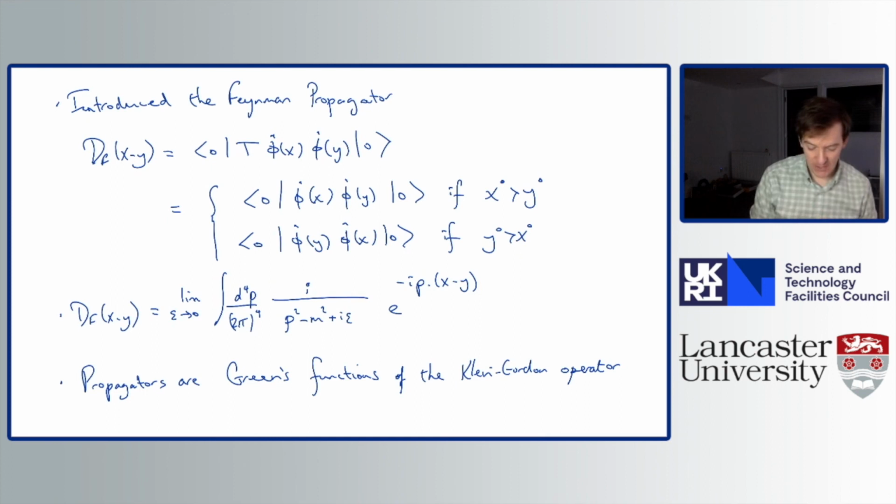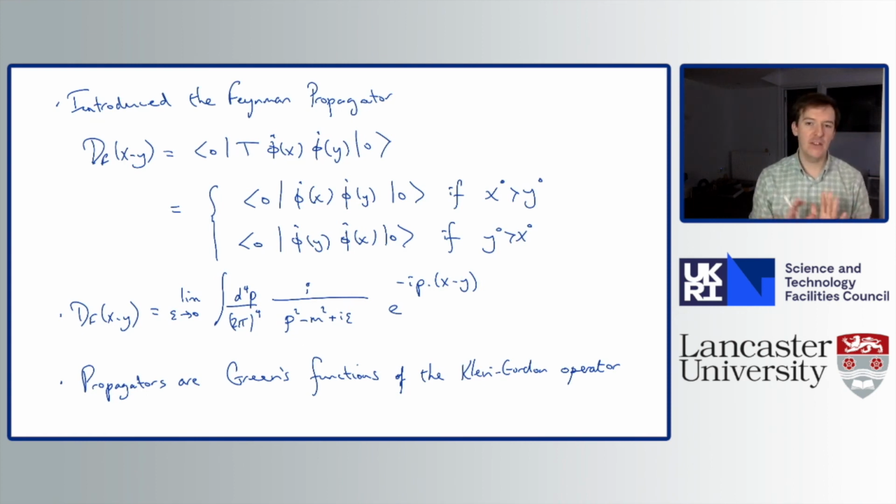In general, in this expression, p naught is not yet forced to satisfy the relation that p naught squared is p squared plus m squared. This is a useful thing, as I said in the lecture, because it allows us to describe off-shell particles as well as on-shell particles.